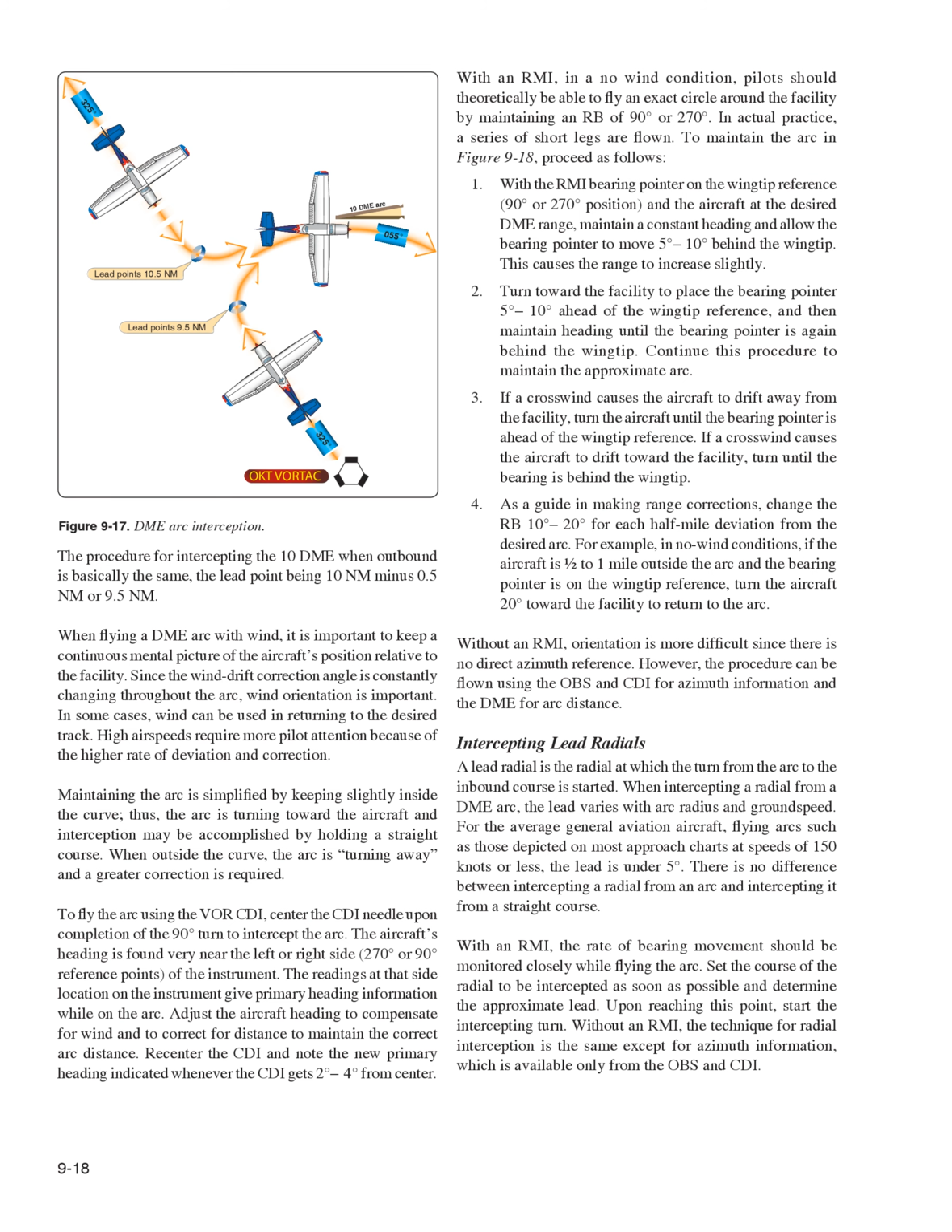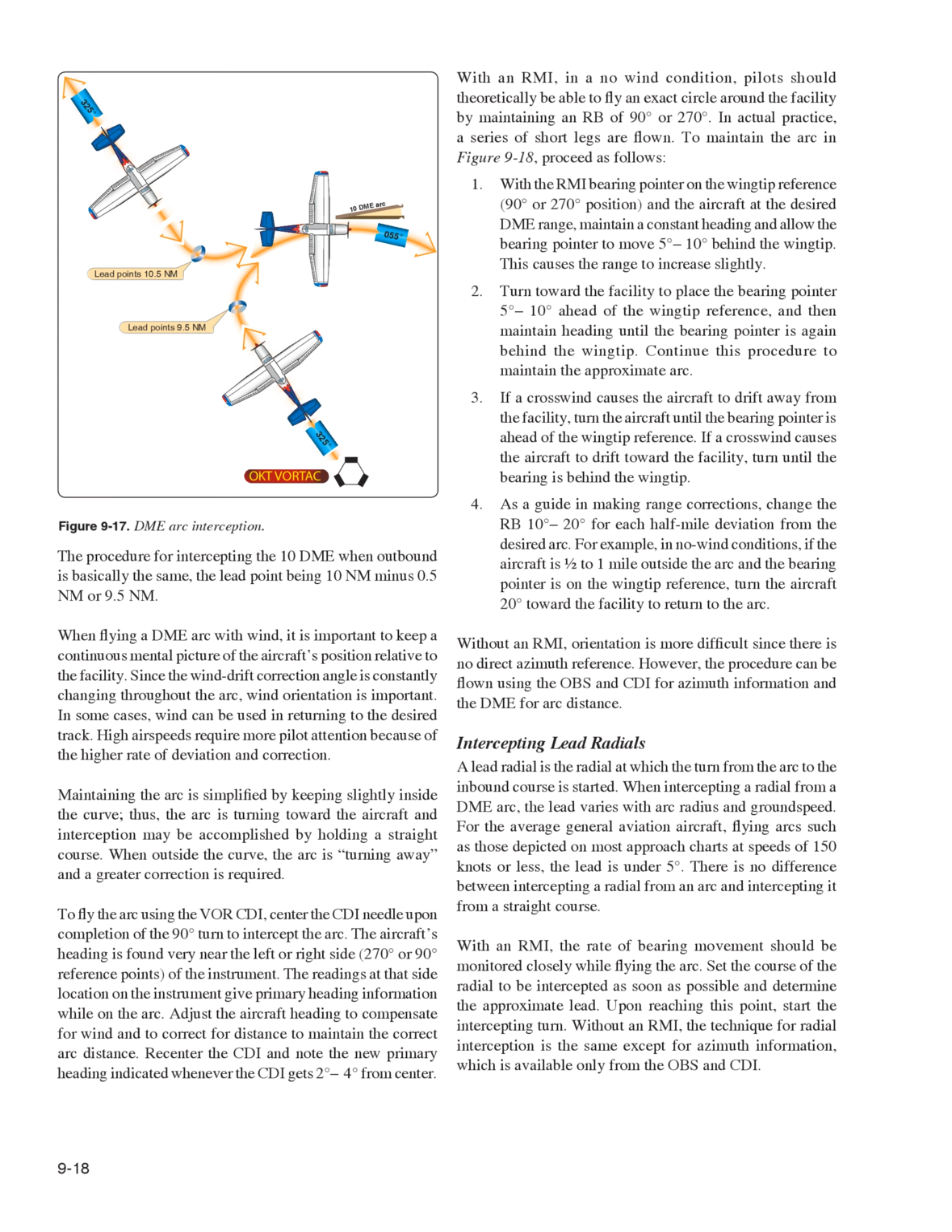With an RMI, in a no-wind condition, pilots should theoretically be able to fly an exact circle around the facility by maintaining an azimuth of 90 degrees or 270 degrees. In actual practice, a series of short legs are flown. To maintain the arc in Figure 9.18, proceed as follows. 1. With the RMI bearing pointer on the wingtip reference, 90 degrees or 270 degrees position, and the aircraft at the desired DME range, maintain a constant heading and allow the bearing pointer to move 5 degrees, 10 degrees behind the wingtip. This causes the range to increase slightly.